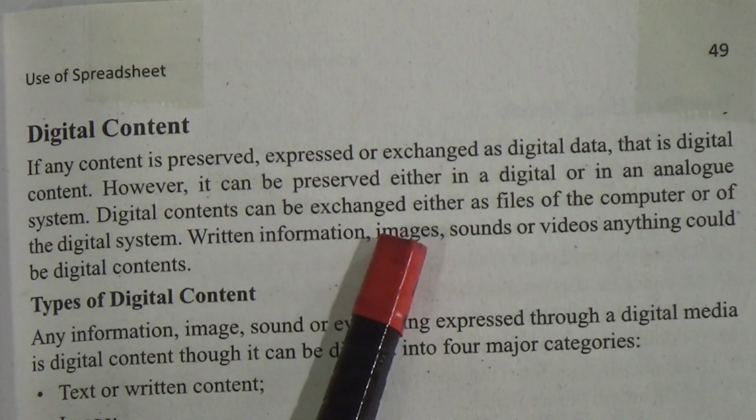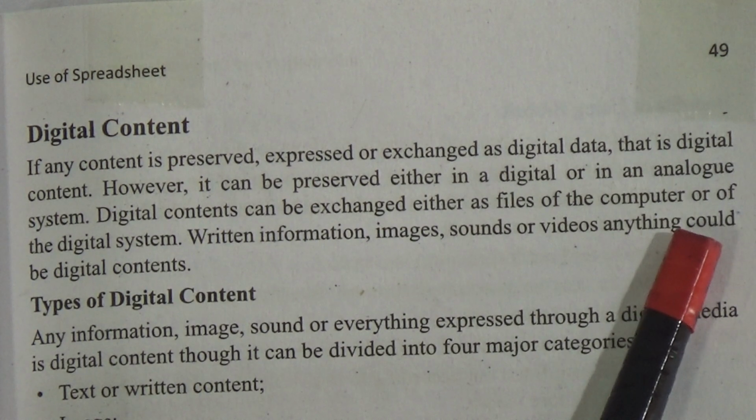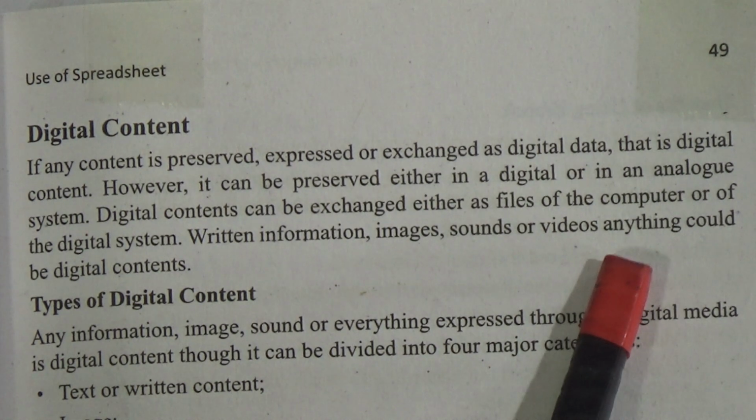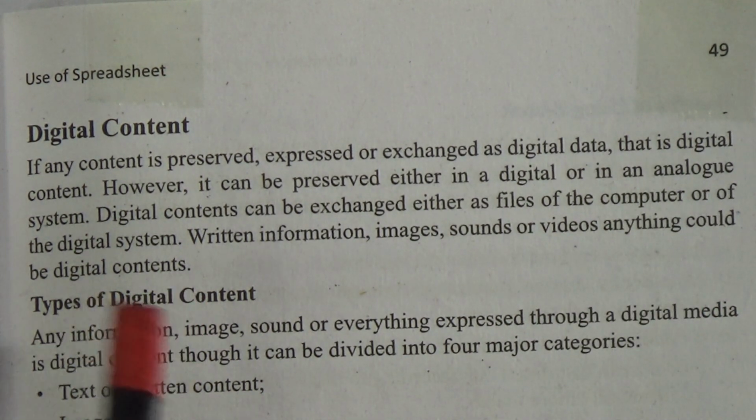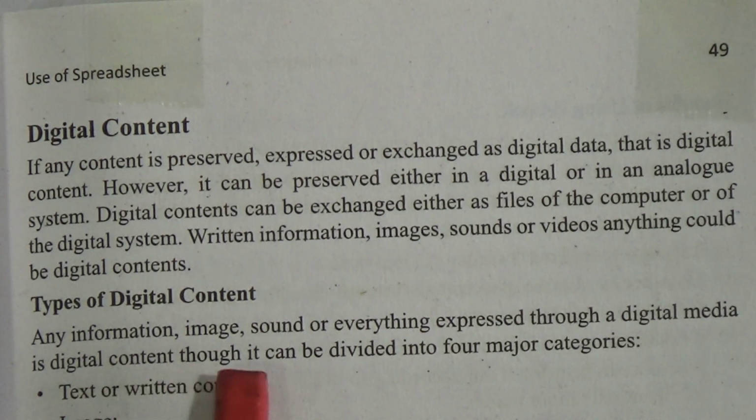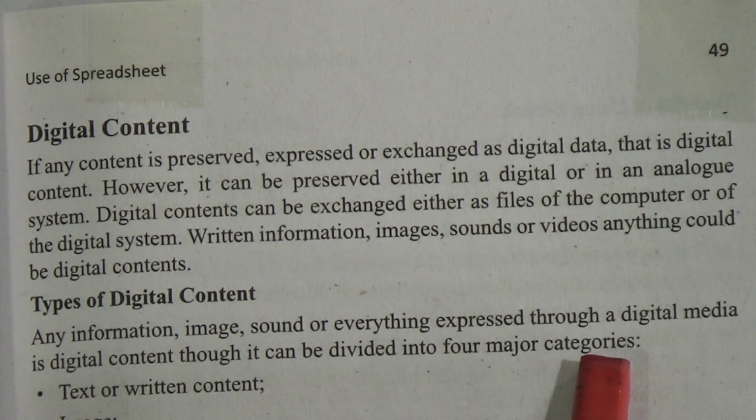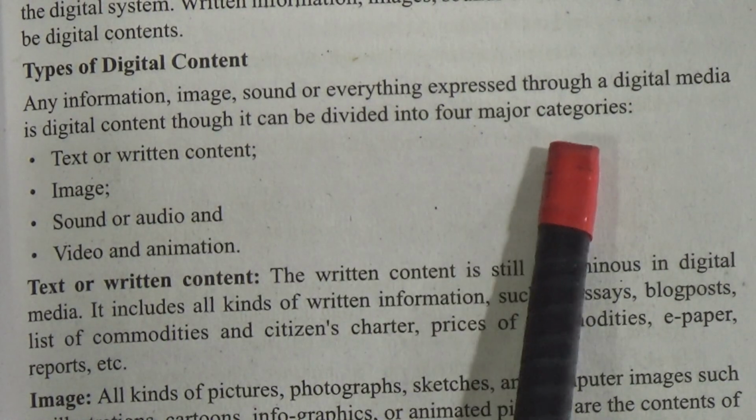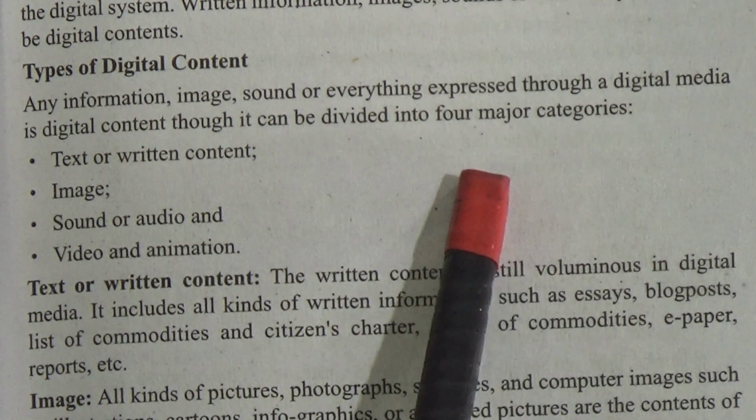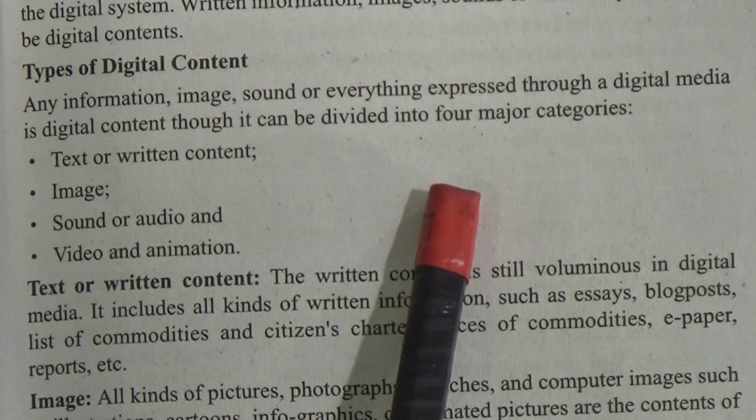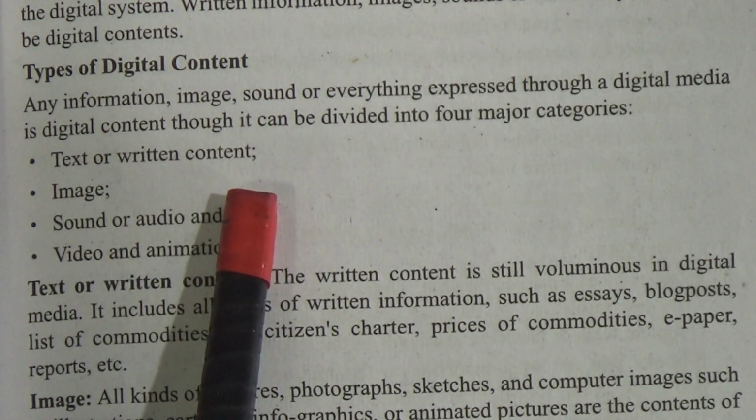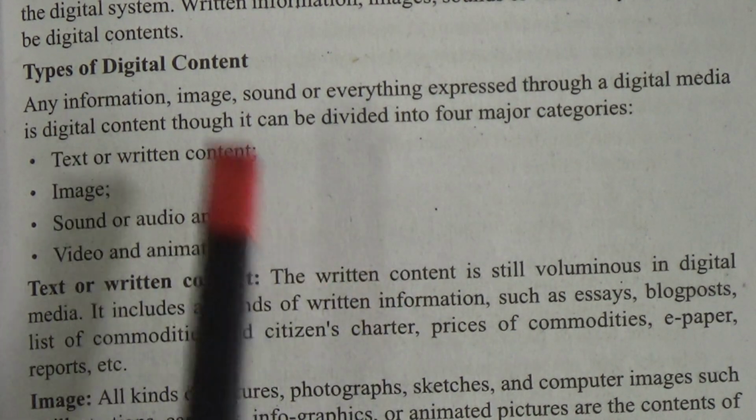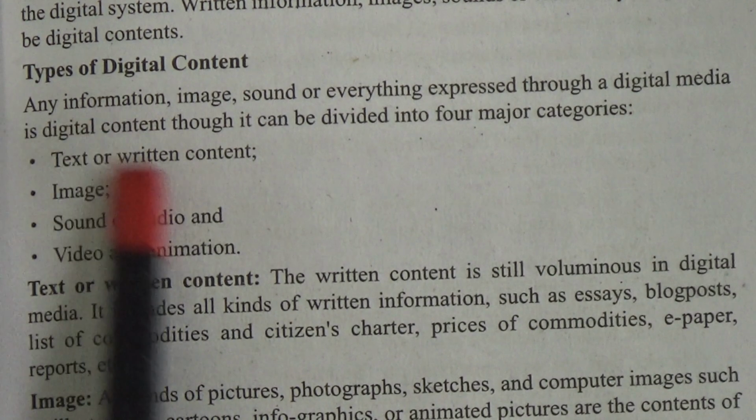Digital contents can be exchanged either as files of the computer or of the digital system. Written information, images, sounds, or videos, anything could be digital contents. Types of digital content: any information, image, sound, or everything expressed through a digital media is digital content, though it can be divided into 4 major categories. So what type of categories are there? There are 4 kinds of major categories, and they are text or written content, image, sound or audio, and video and animation. Now students will elaborately learn about these 4.